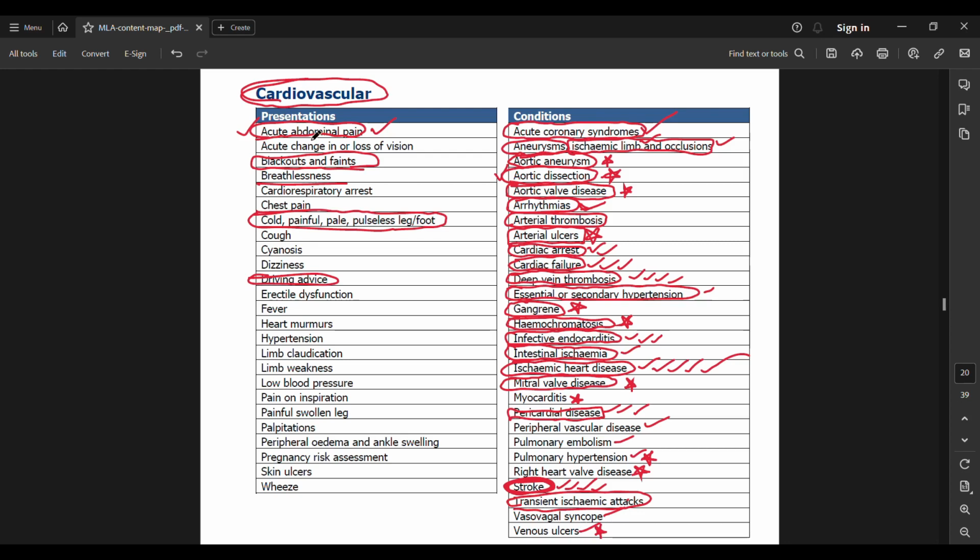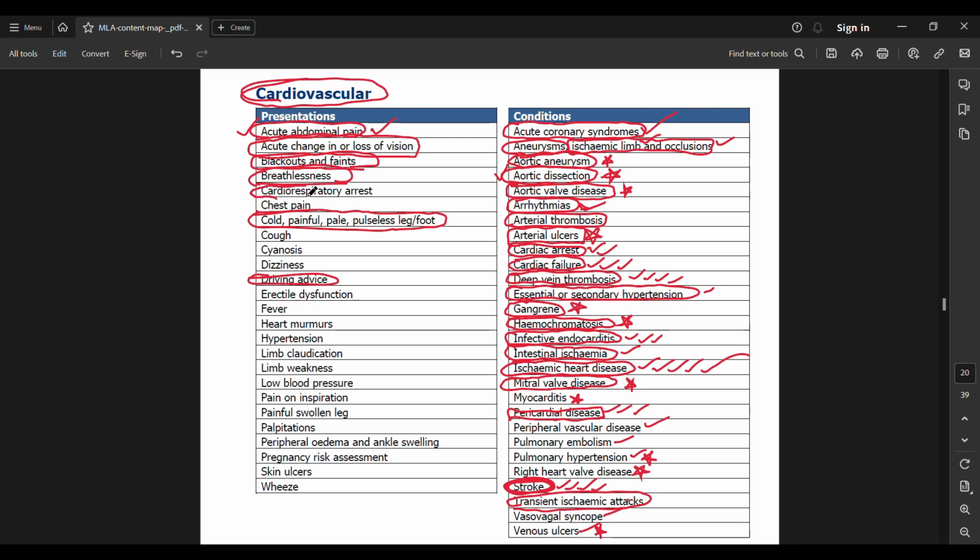So we talked about acute abdominal pain, dissection, intestinal ischemia. You've got your acute change in or loss of vision, right? This may be part of transient ischemic attack, CRVO, central retinal artery occlusion, central retinal vein occlusion. You've got your blackouts and faints with vasovagal syncope or arrhythmias, or even myocardial infarction, or even strokes. You've got your breathlessness, pulmonary embolism, myocardial infarction, not pericarditis, I would say, more so in pulmonary embolism, maybe in cardiac tamponade after aortic dissection.